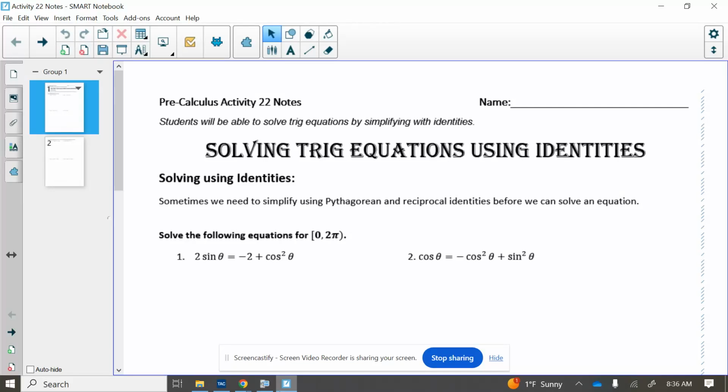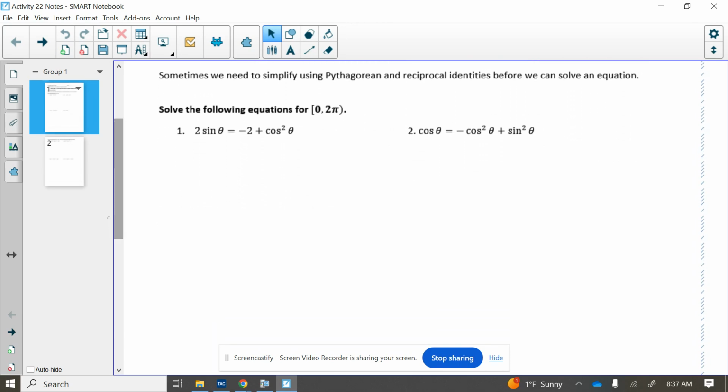Today we are going to talk about using our trig identities to help us solve trig equations. So previously we've worked on solving trig equations, but this time we need to simplify first using either Pythagorean identities or maybe some of the reciprocal identities before we are officially able to solve our equation. Each of these we are going to solve in radians from 0 to 2 pi.